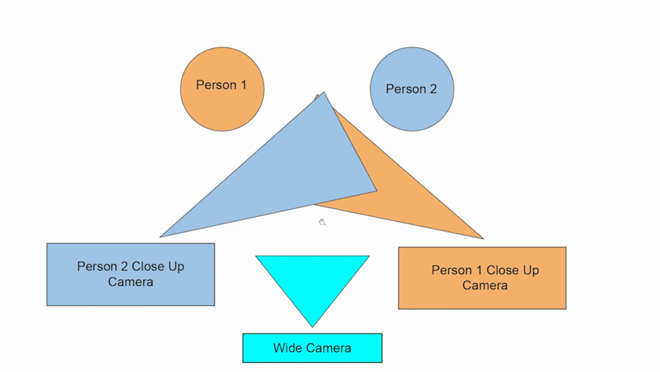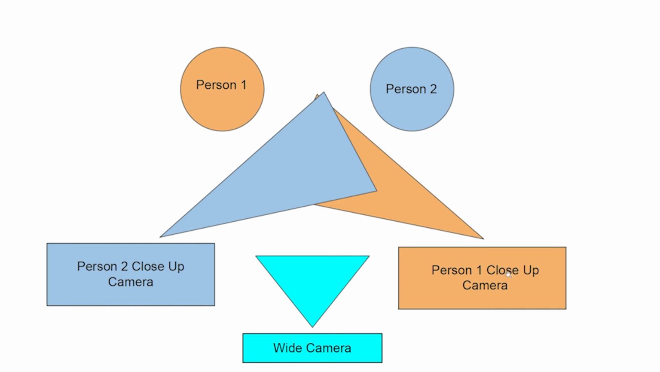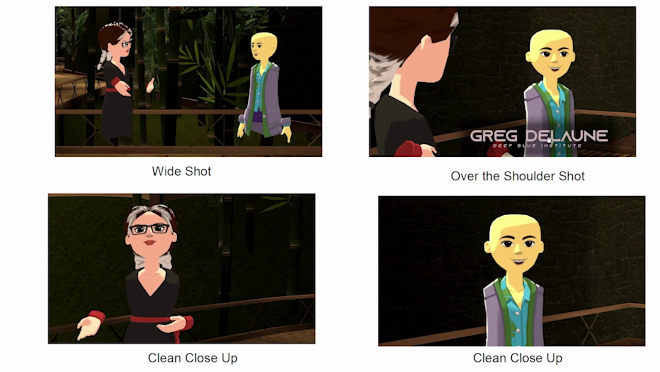So the trick here is just know there's going to be a wide camera that gives you this safety, and then the close-up people are the ones that need to realize that if they're going to cover the person on the left, they have to be on the right, and then framing up these people the right way.